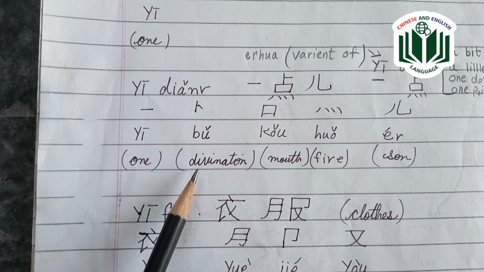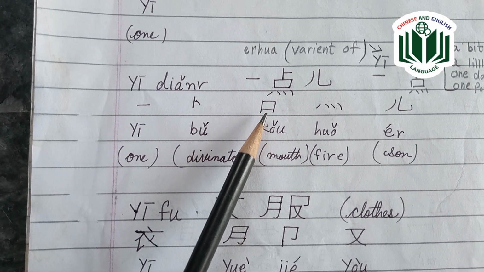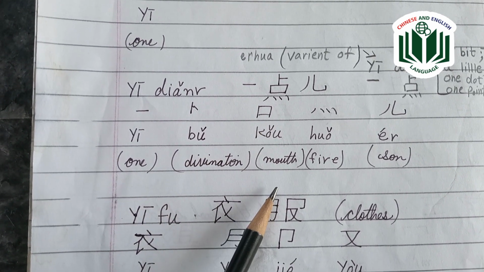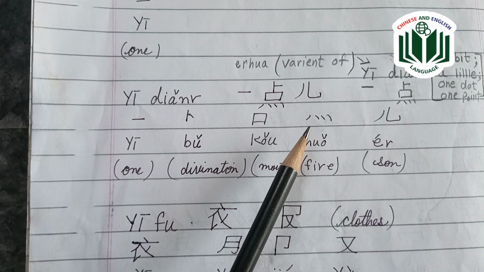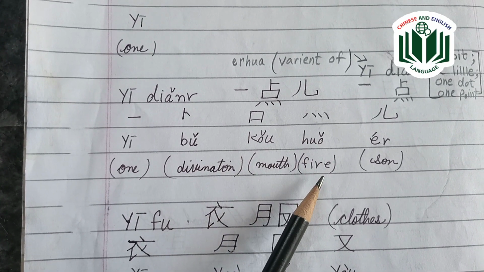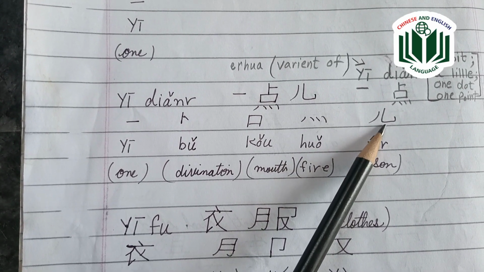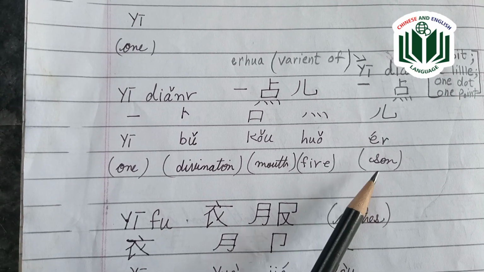Bǔ means divination. Kǒu means mouth. Huǒ means fire. Rì means sun.